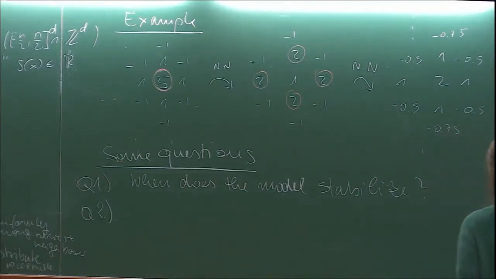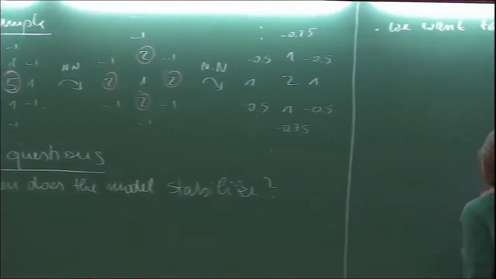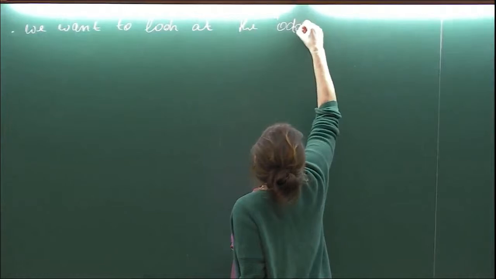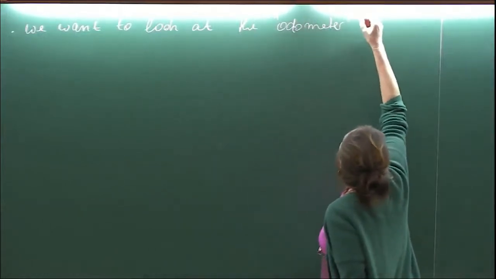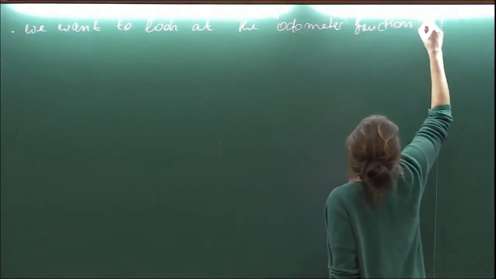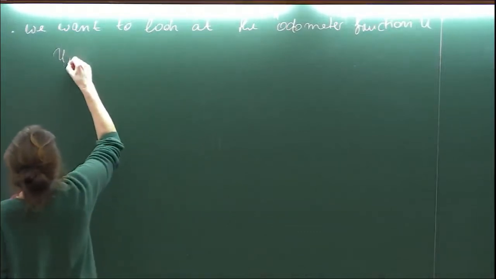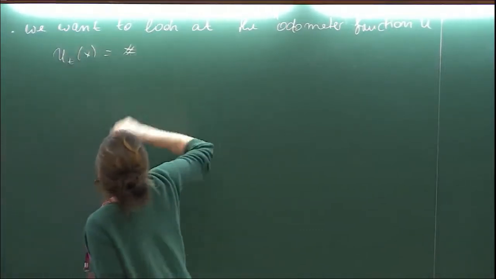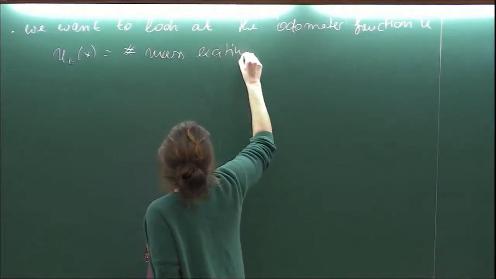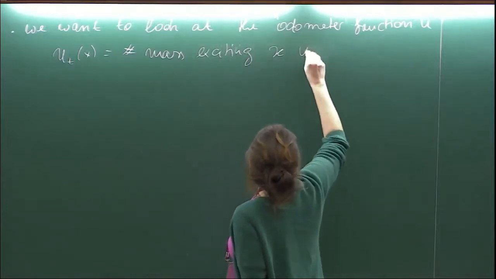Before I go to the question, let me introduce two other things, because they were in the question. So this is the basic model, and then what we want to look at is the so-called odometer function, u, which is just defined as follows. So u_t at x is just the total amount of mass which is exiting x up to time t.